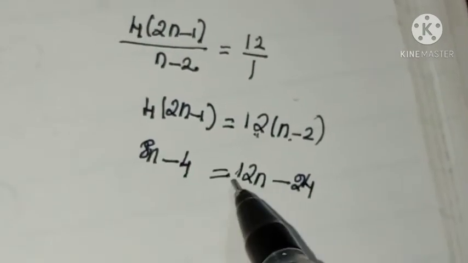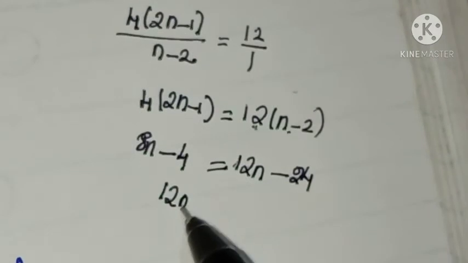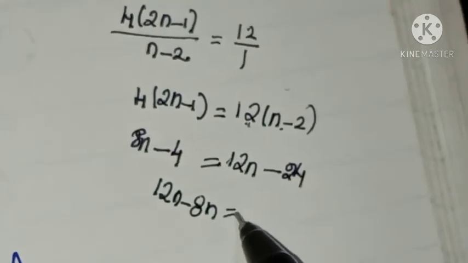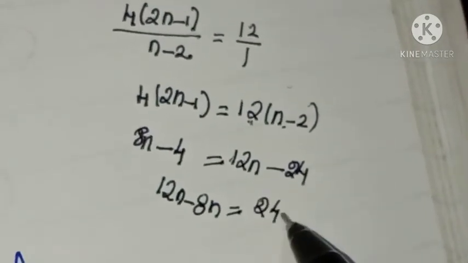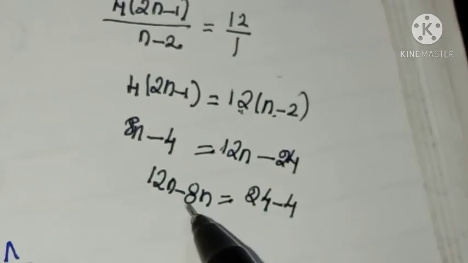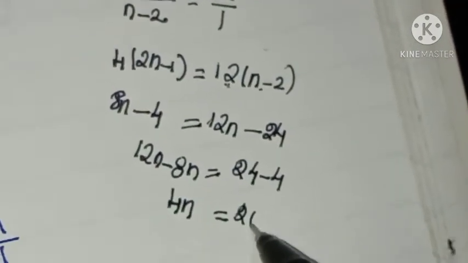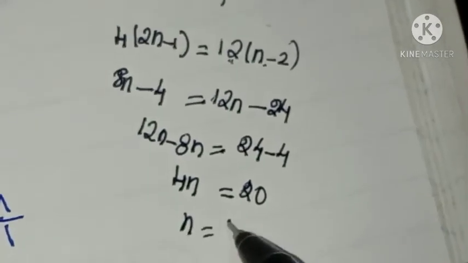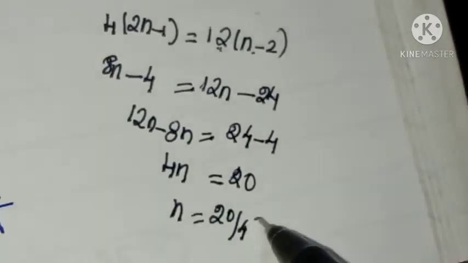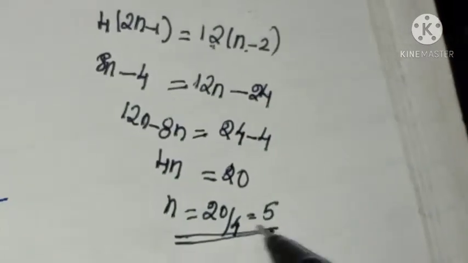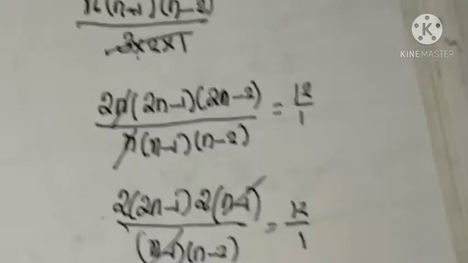Now take n terms together. So 12n minus 8n is equal to 24 minus 4. 12n minus 8n is 4n. 4n is equal to 20, or n equal to 20 by 4, that is equal to 5. Okay, n equal to 5.